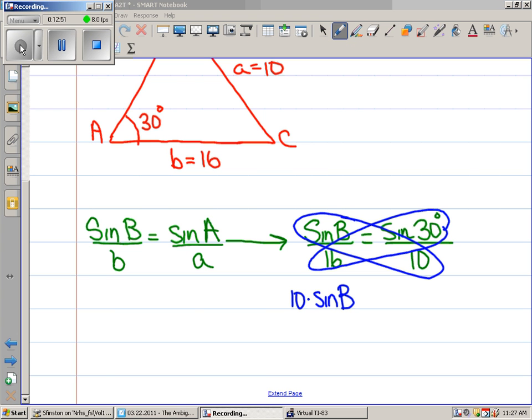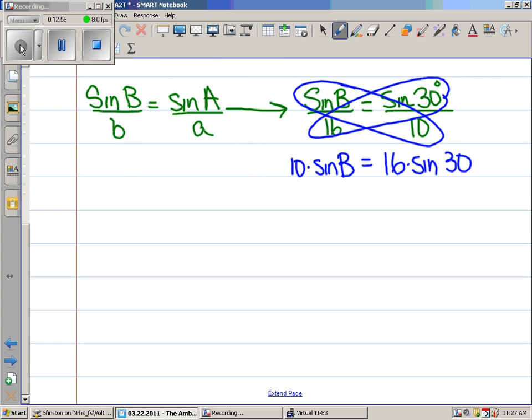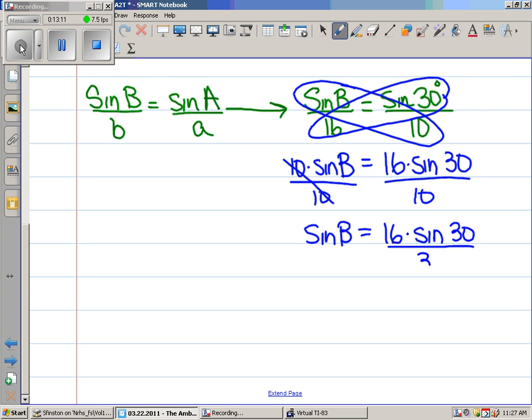All right, okay. We got to go. 16 times the sine of 30. Divide both sides by 10. We get sine of B. This is the same thing we've been doing, right? Over 30. We're looking for angle B. Oh my God.